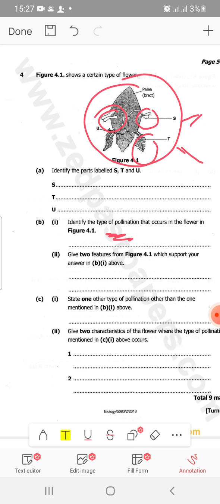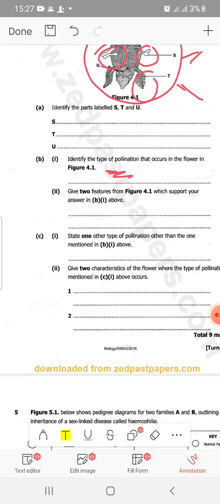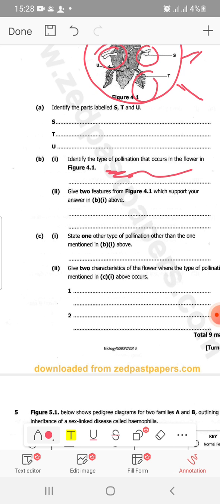Now we go to question C. State one other type of pollination other than the one mentioned in B1 above. So apart from the wind pollination, what other type of pollination is there? The other type of pollination is, as I mentioned earlier on, animal pollination. So animal pollination is the other type of pollination other than the one mentioned.